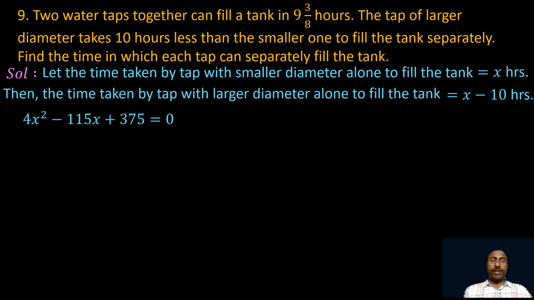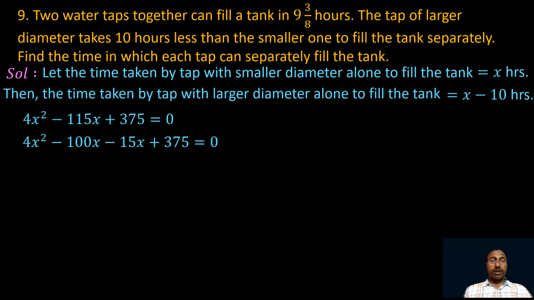So let's solve this equation in factorization method. Here a equal to 4, b equal to minus 115, c equal to 375. So we have to choose two numbers such that their sum is minus 115 and their product is equal to the product of 4 and 375, that is 1500. Okay, so the terms are minus 100 and minus 15. So 4x square minus 100x minus 15x plus 375 equal to 0.